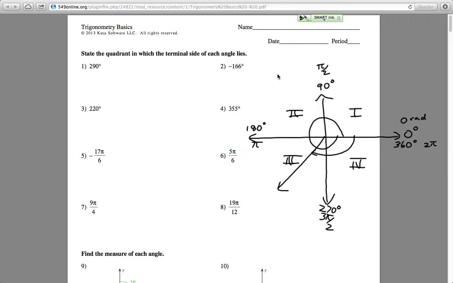Okay? Make sense? Could you just multiply 17 by 180? You could convert it to degrees, but once you get good, I want you to get so engrossed in radians you don't have to do that. Later on, we won't even touch degrees. Okay, 5 pi over 6, that's going to be in quadrant 2.